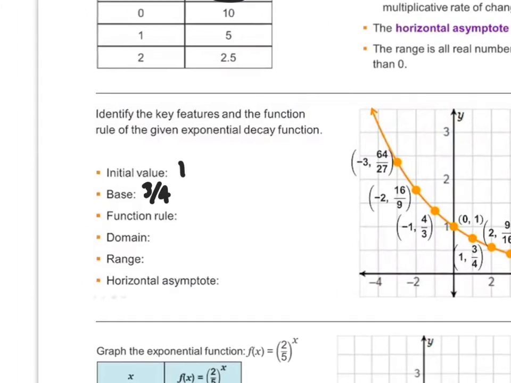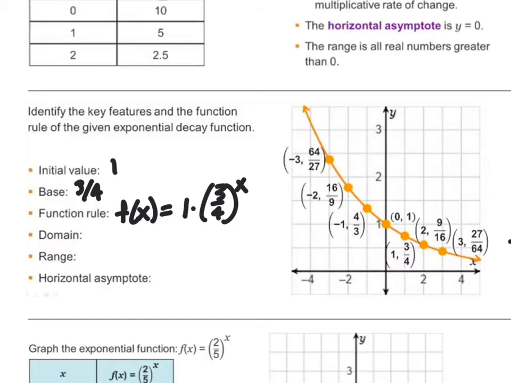Okay, so my function rule is then going to be f of x is equal to 1 times the quantity 3/4 raised to the x power. And whenever you take a fraction and raise it to an exponent, you need to make sure you put parentheses around it, okay? Your domain of this function is going to be all real numbers, from negative infinity to positive infinity. So I'm just going to write all reals, okay?